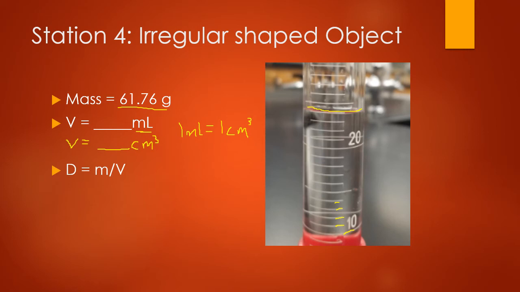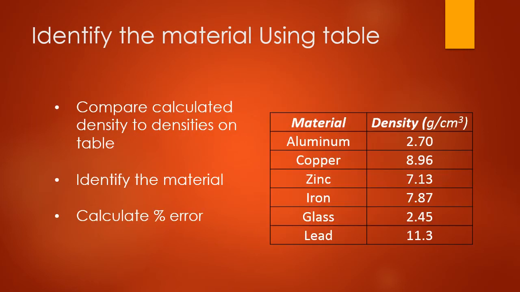Next, you can calculate the density of that object using your mass and volume. Again, it doesn't matter which volume you use because the numbers should be the same. It's only the units that differ. Once you calculate the density, once again, compare to the table, identify the material, and calculate the percent error.